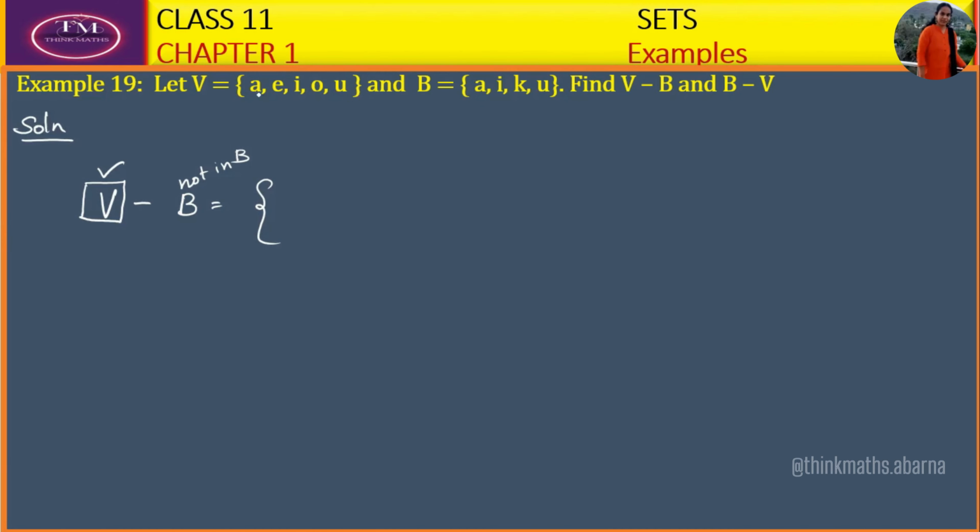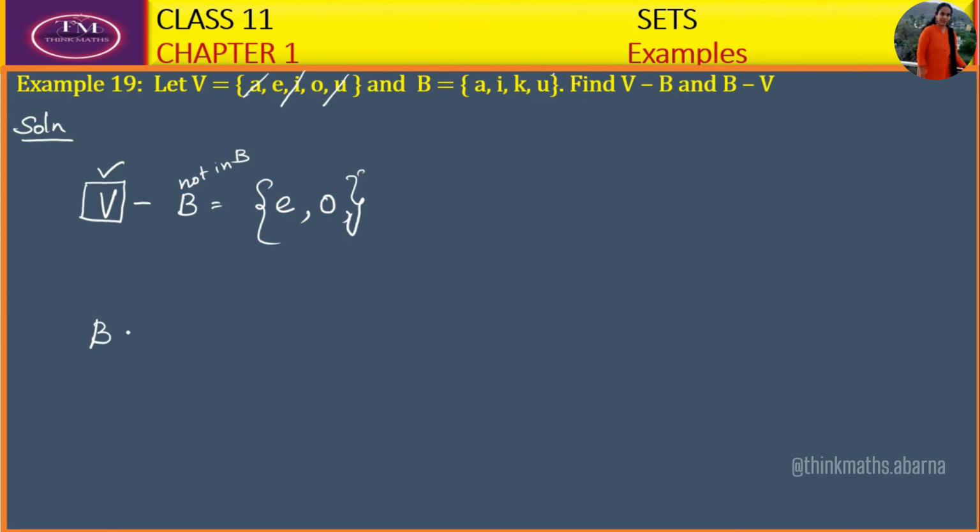So let us check. Is A present in B? Yes. A is present in B. So we should not write. E is present in B? No. So we can write. I, yes, it is present in B. So don't write. O, no, it is absent in B. So we can write O. U, yes, it is present in B. So don't write it. Okay. So the elements in V minus B is E comma O. These are the elements in V minus B.